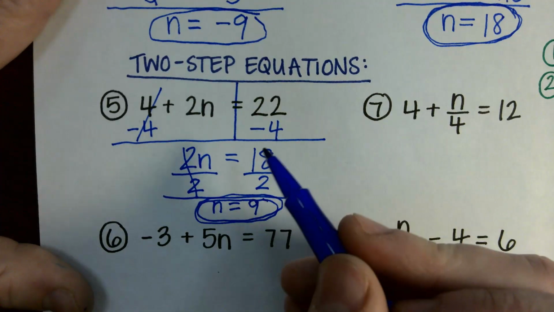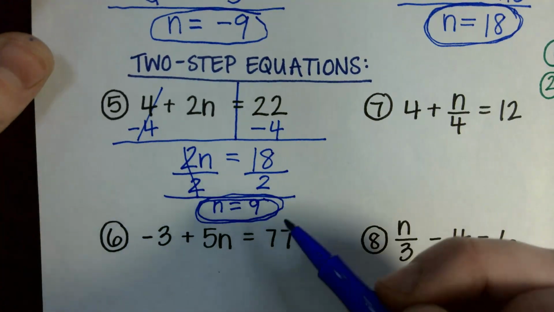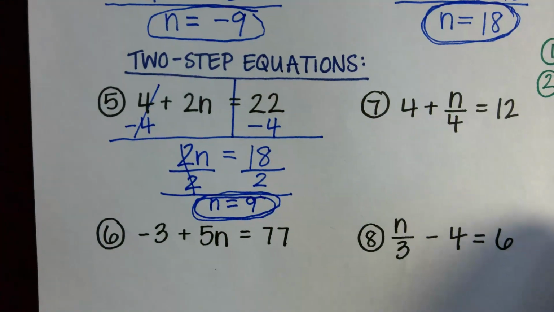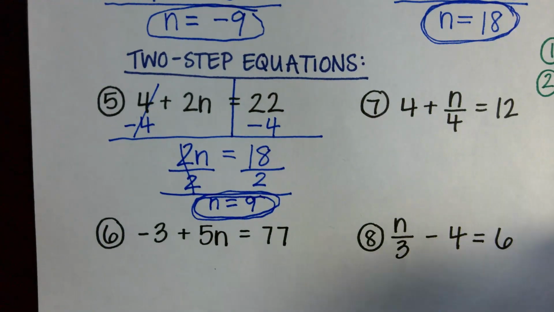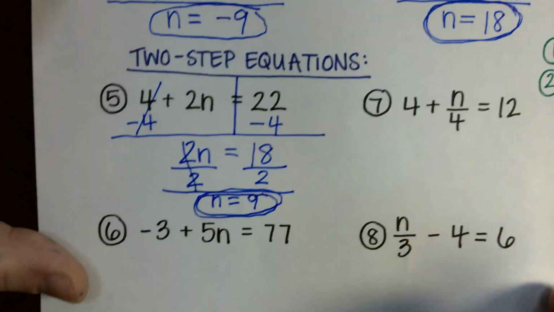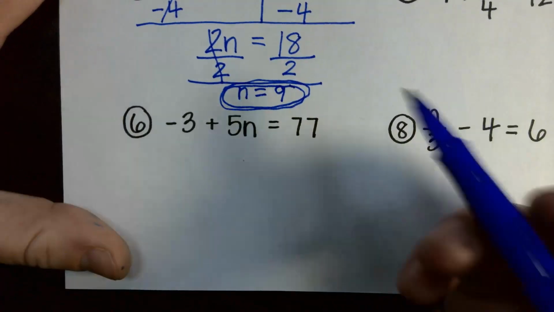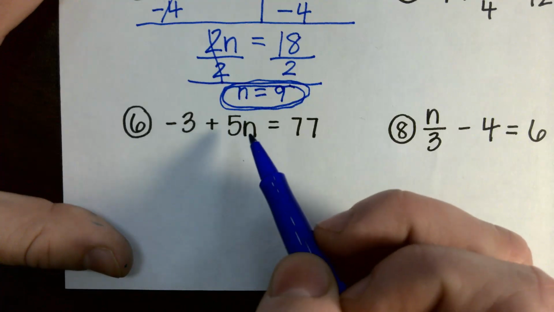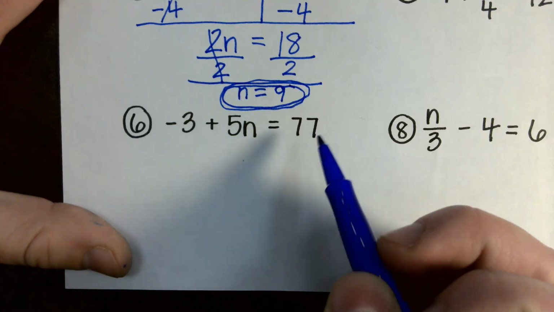Oh, 9 and 2. I mean, 2 and 9 is 18. Yes, that's right. All right. Any other questions on 5? Okay, let's try 6. Number 6, I've got -3 plus 5n equals 77.